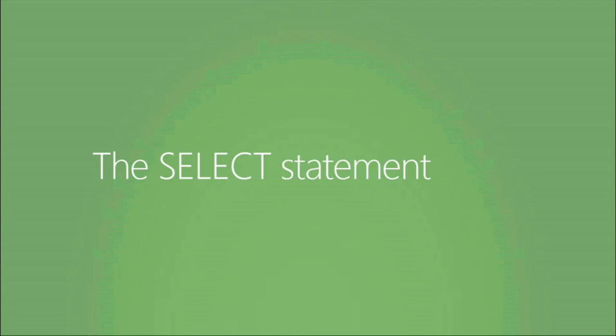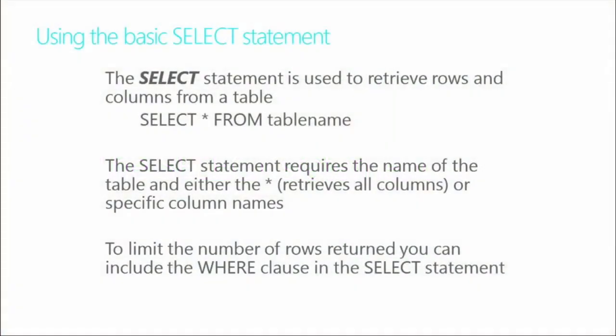So select statement, here we go. It's used to retrieve rows and columns from a table. I showed you the most basic select statement there is: select asterisk, which means all columns, from, and whatever table name. That's as easy as it gets. With that said, though, you may not want all columns. You may want specific columns.